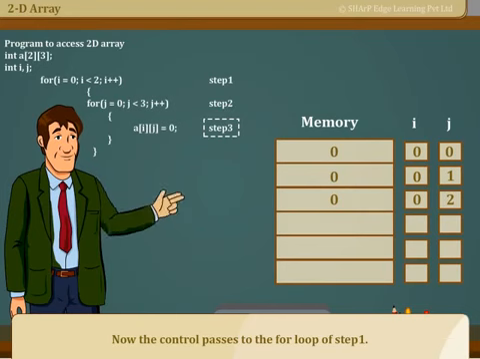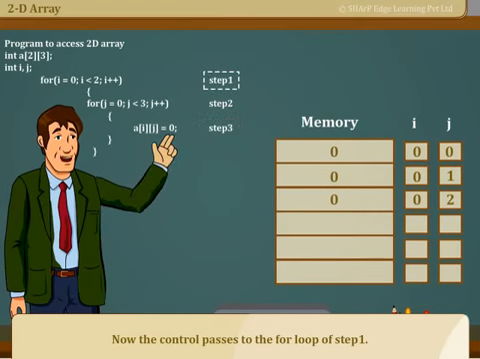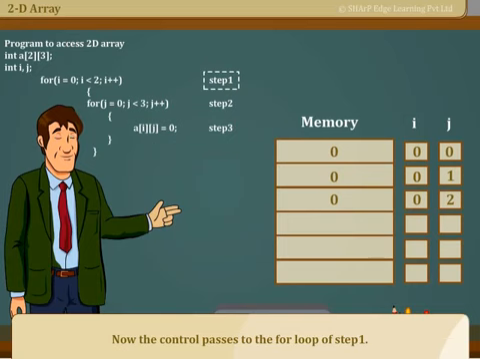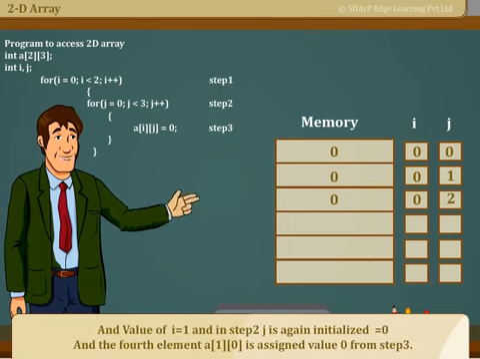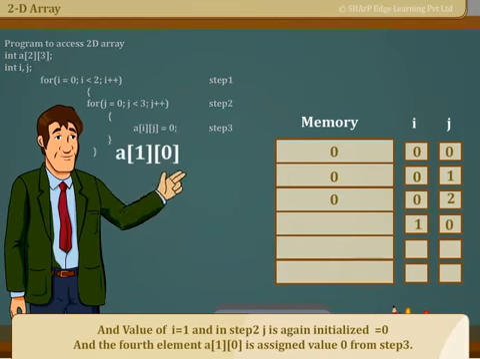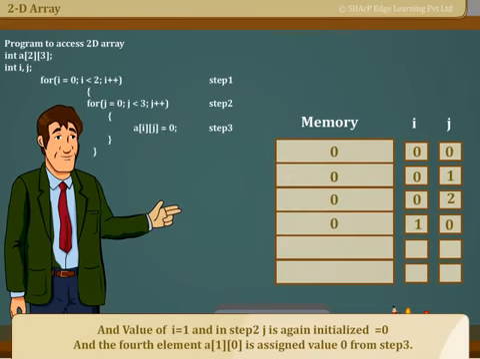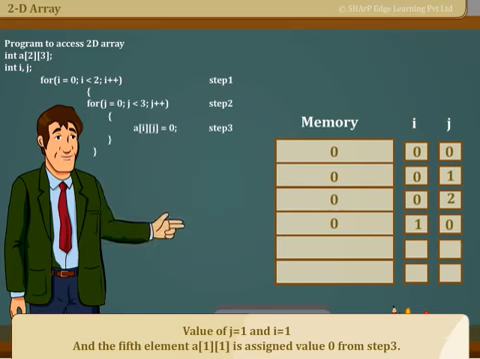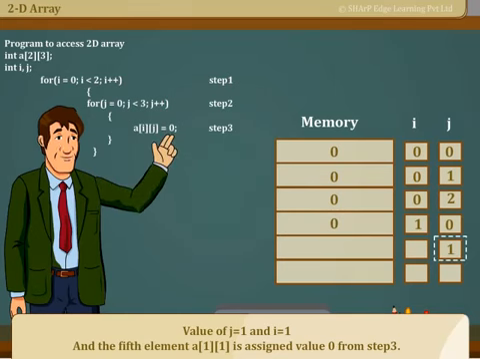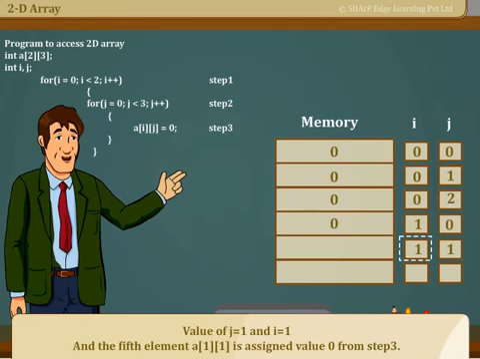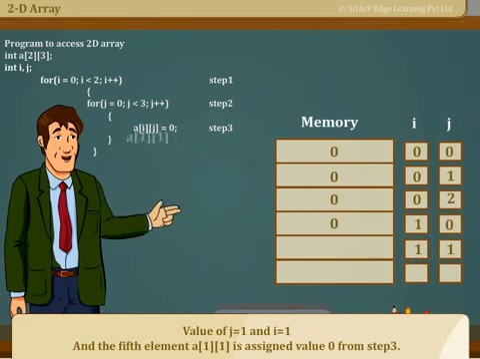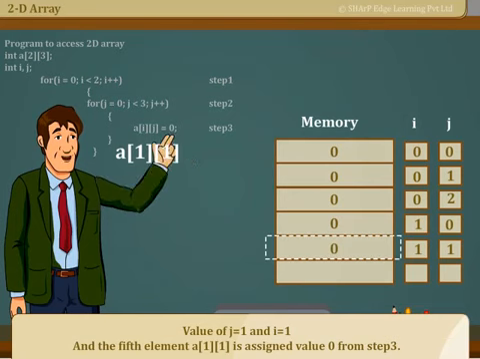Now the control passes to the for loop of step 1 and the value of i is equal to 1, and in step 2 j is again initialized to 0 and the fourth element A10 is assigned value 0 from step 3. Value of j is equal to 1 and i is equal to 1. And the fifth element A11 is assigned value 0 from step 3.